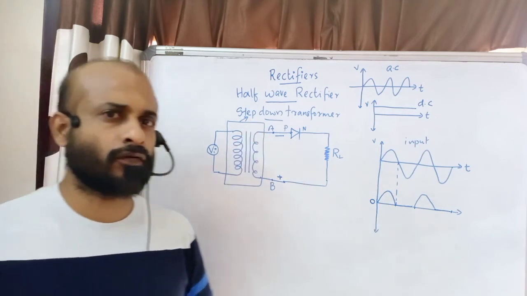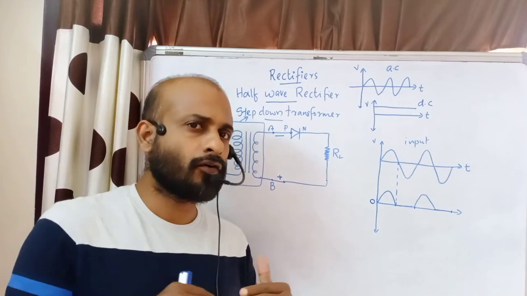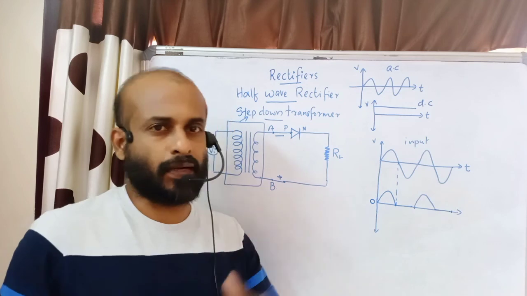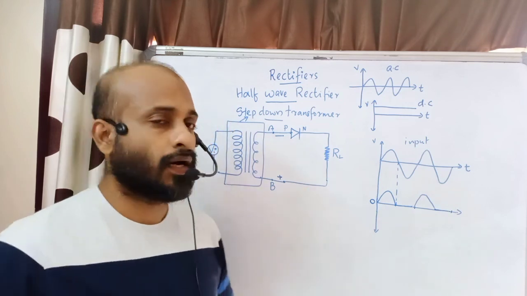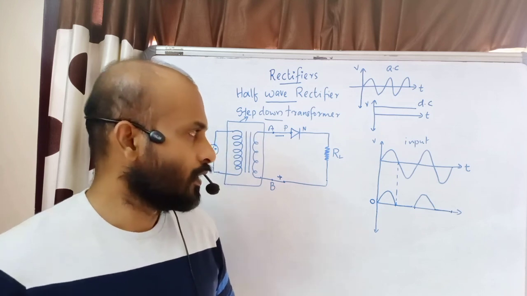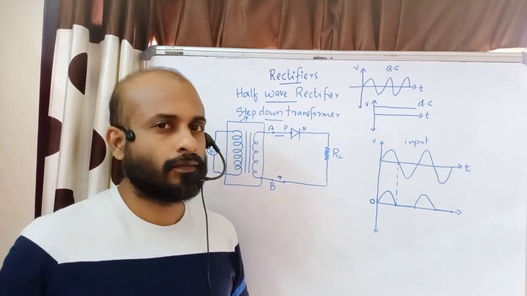Why is it called a half wave rectifier? Because we have only half waves. We have only positive peaks, and negative peaks are completely eliminated. That's why it is called a half wave rectifier. Hope that you have understood. Okay, thank you.